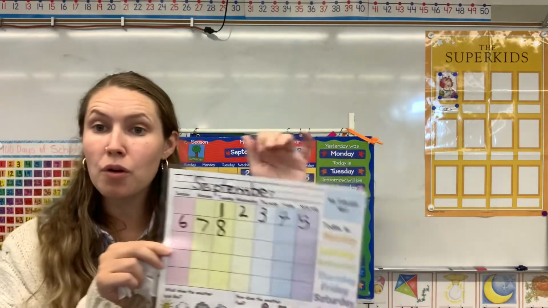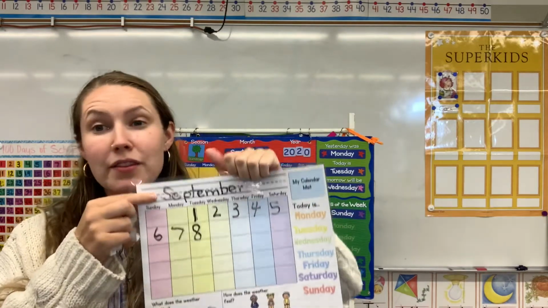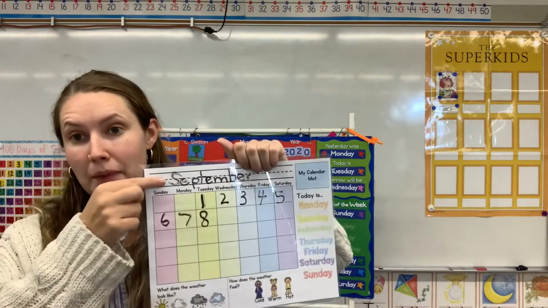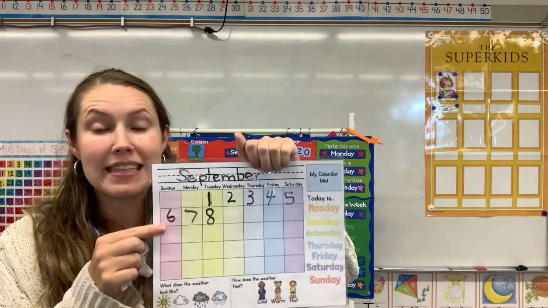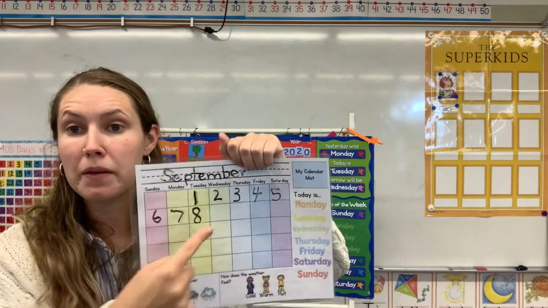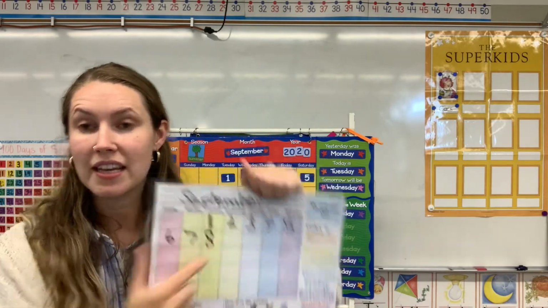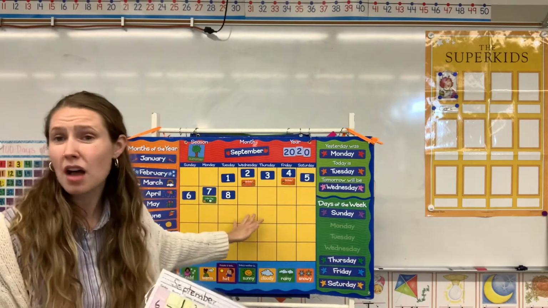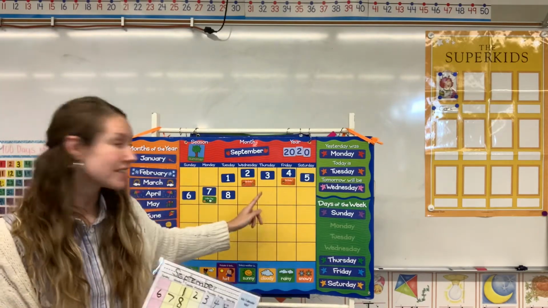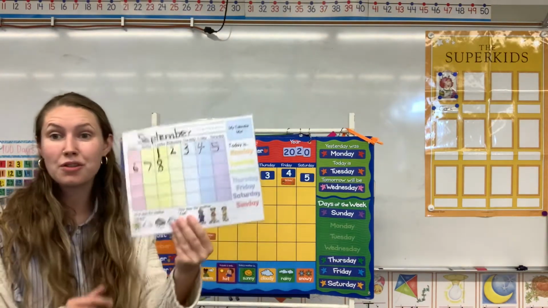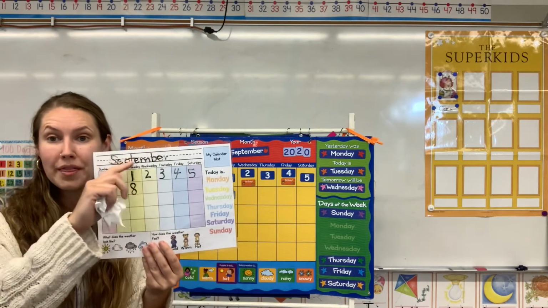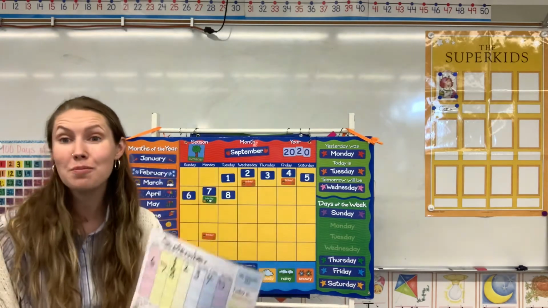But tomorrow we're still going to be in the same month, so you don't have to erase your September. And you don't have to erase the dates, because tomorrow we'll be writing tomorrow's date. Just like we don't take the numbers off of our calendar every day, we just add the new ones. So you don't have to erase the date or the month name until we're in a new month.